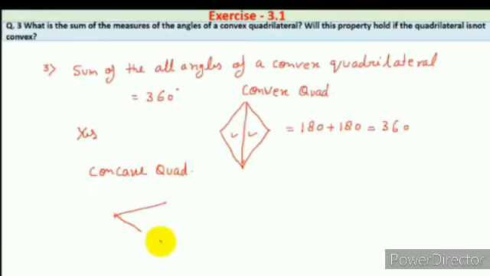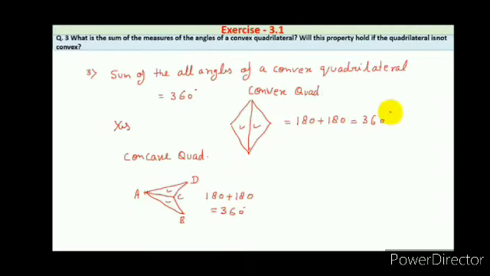Now we'll verify with a concave quadrilateral. In a concave quadrilateral, one of the angle vertices should be inverted, like this. Now, if we draw one diagonal, joining the opposite vertices, first name the quadrilateral, join opposite vertices AC. We'll get two triangles, no? Again, we should apply the angle sum property of a triangle, that is, the sum of three angles is 180 degrees. 180 degrees plus 180 degrees here also gives 360.